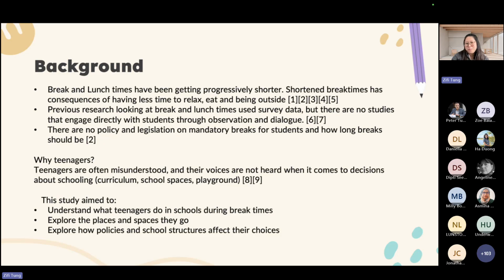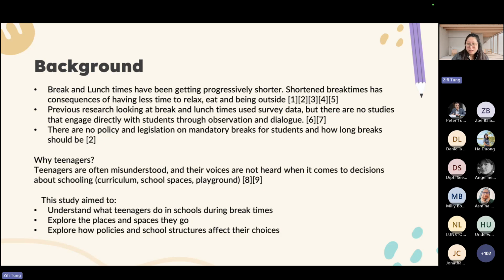So previous research looking at break and lunch times used survey data with staff and students, but there are no current studies that engage directly with students through observation and dialogue in schools. And most importantly, there are no policies and legislation on mandatory breaks for students and how long breaks should be. This is in the UK.